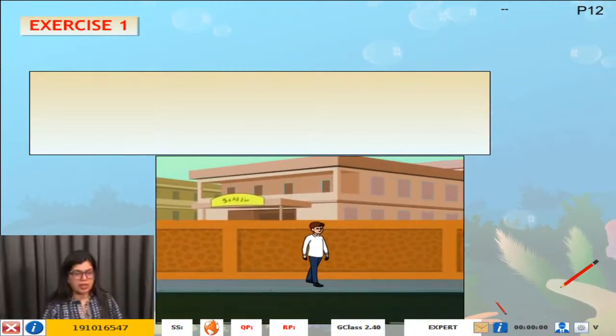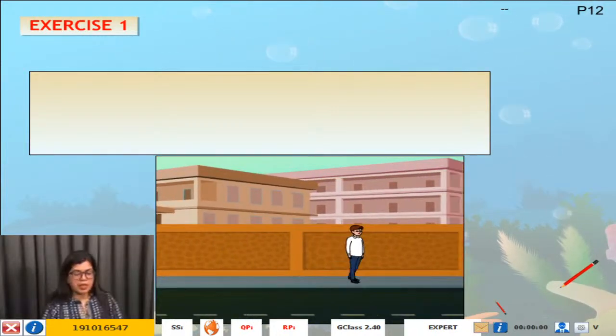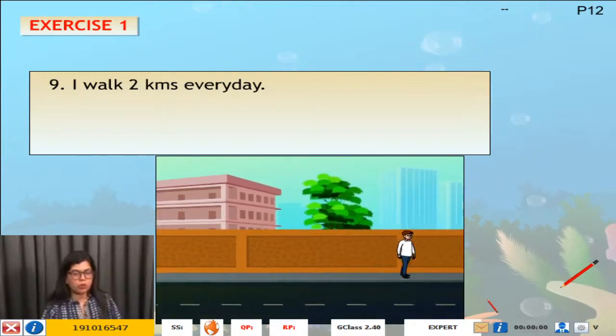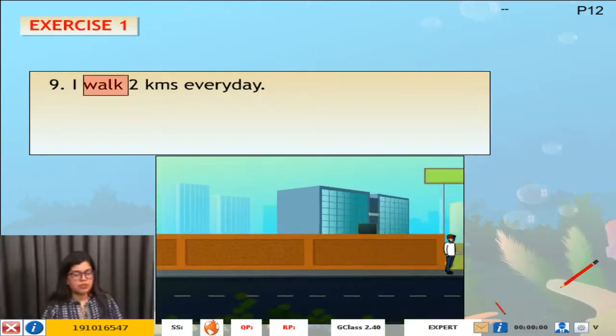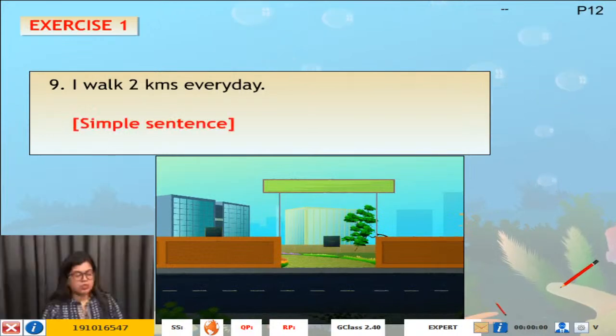Now let us look at the last one. This man is walking, isn't it? I walk 2 kilometers every day. Here we have 'walk'. What type of sentence is this? Yes, simple sentence.